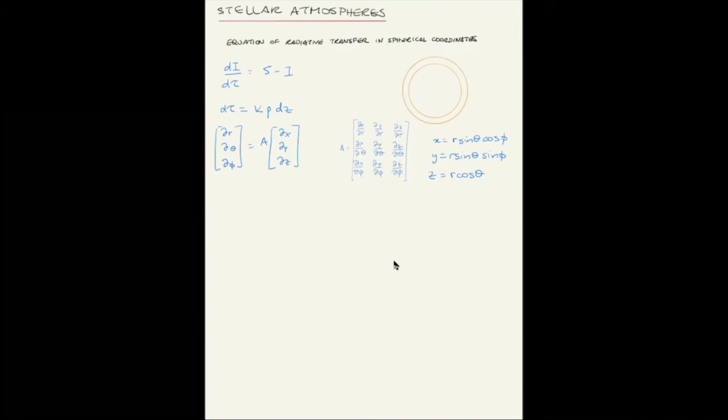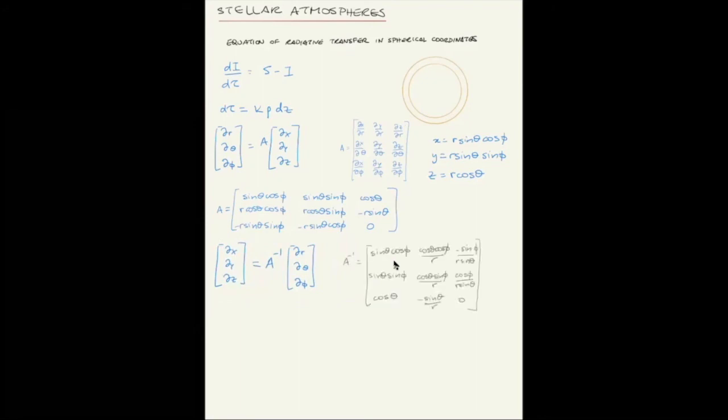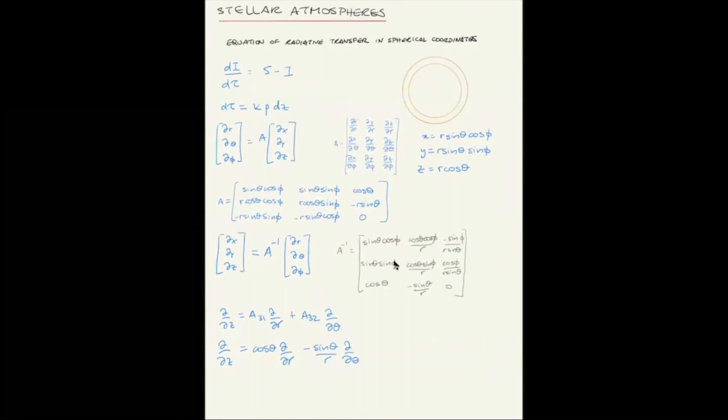the elements of the Jacobian matrix are, what we want is to write the derivative in z in terms of the derivative in spherical coordinates. So what we need is actually the inverse of the Jacobian matrix. If we invert the matrix A, what we have is, so we can finally write the z derivative in terms of the spherical derivatives, which yields, substituting that in the equation of radiative transfer, we arrive at its form in spherical coordinates.